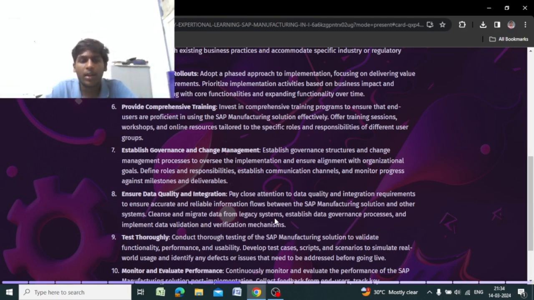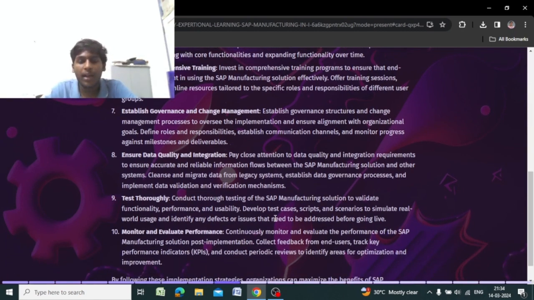Ensure data quality and integration. This plays a major role in whatever manufacturing you take. We have to check and ensure the data being collected is proper, so it helps in the future of the company. And they have to test it thoroughly so that it will help in the company's welfare.